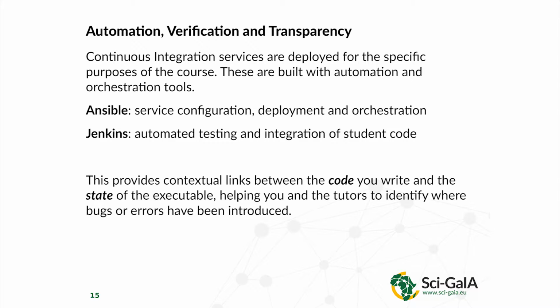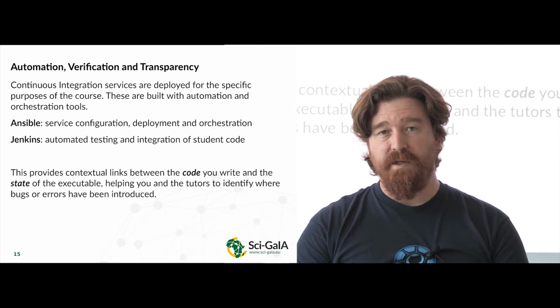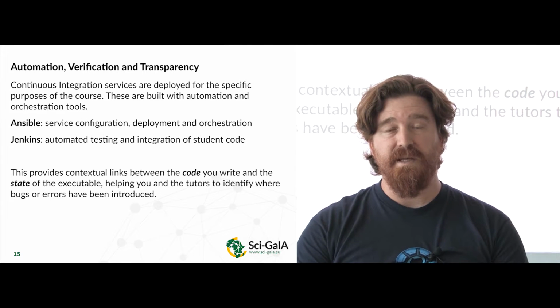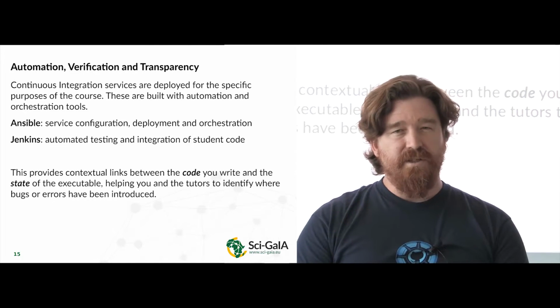So let's talk a little bit about how to implement some of the best practices in terms of automation, verification, and transparency. Remember, some of the best practices that we said, everybody should be able to see the same artifacts, everybody should be able to have access to the code and so on, right? How do we do this? So continuous integration services are going to be deployed for this course. In fact, they are being done as we speak. And they are being done with the same tools which we use to build the infrastructure services which these applications will be running on. I'm going to just refer to two of them.